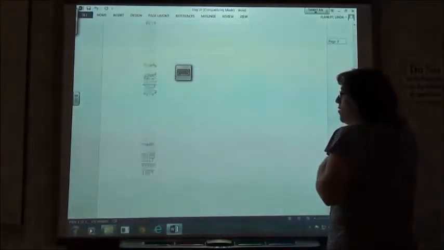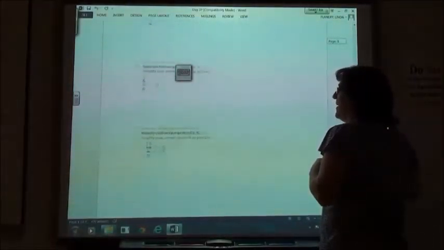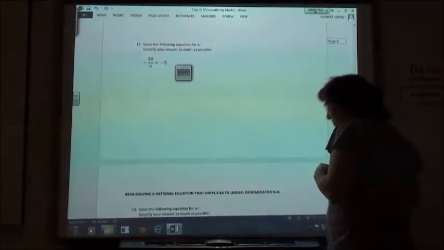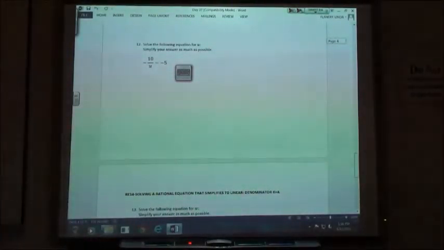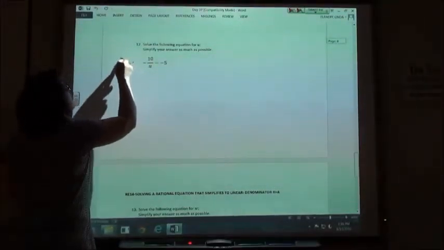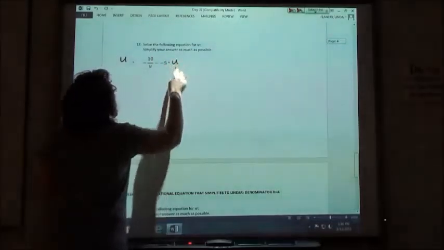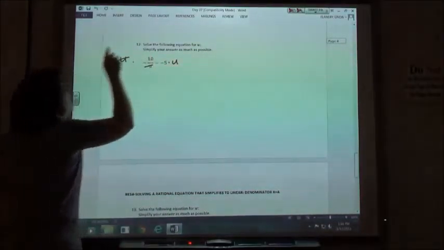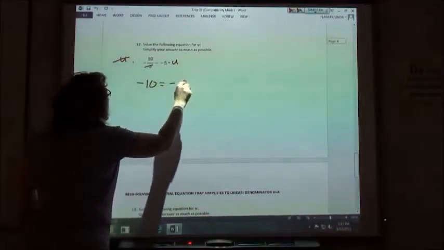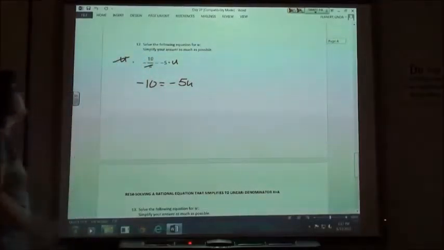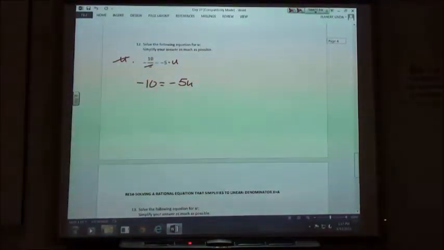So number 12, same thing. First thing I want to do with that one is times by the u, since I've got a u on this one. And so if I cancel out my u there, I'm going to get negative 10. Exactly. Don't forget the negative in front of the fraction. We usually put that with the top number.